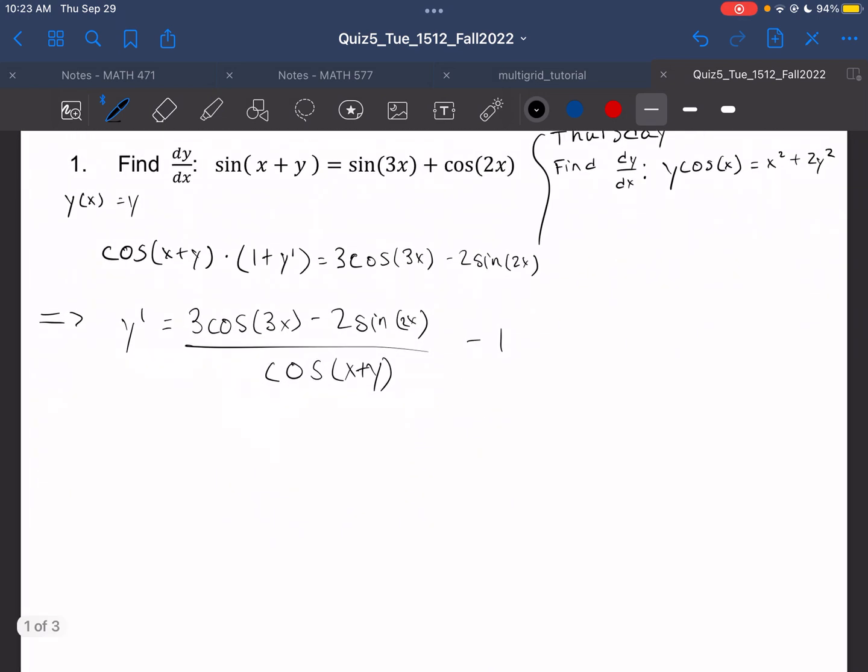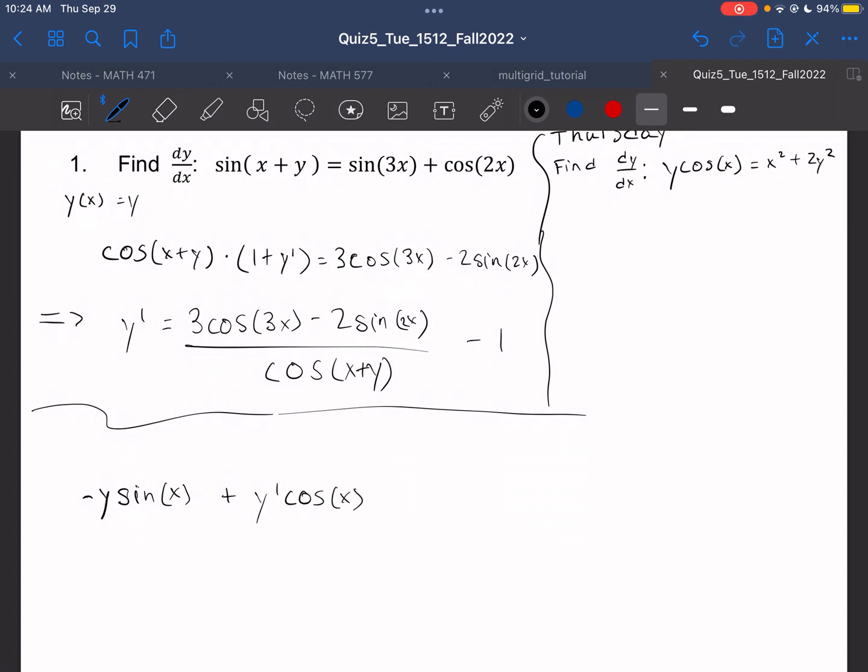Then if we consider the Thursday one, we have a similar problem. We want to find dy/dx of y cosine of x equals x squared plus 2y squared. So looking at the left-hand side, we're going to need to use the product rule. So we'll have negative y sine of x plus y prime cosine of x. And then on the right-hand side, we need to use the chain rule.